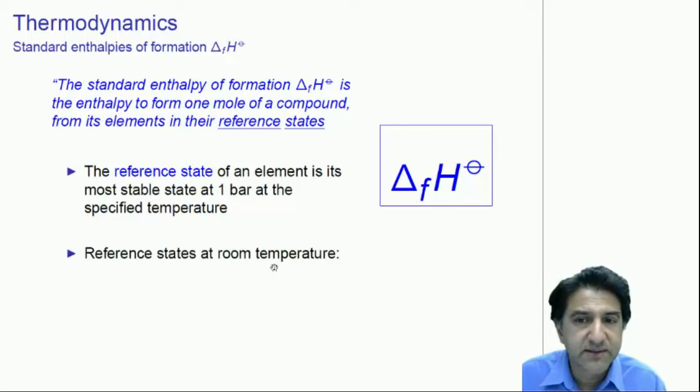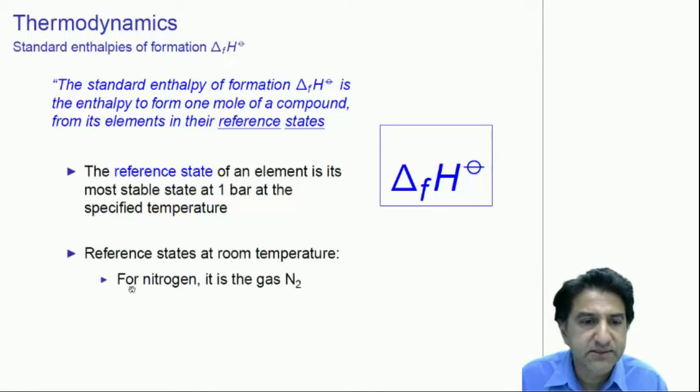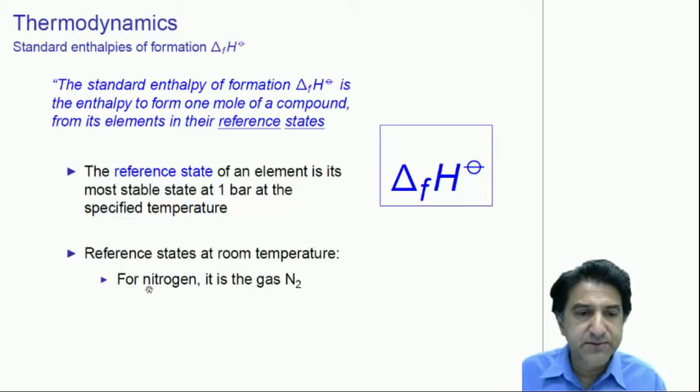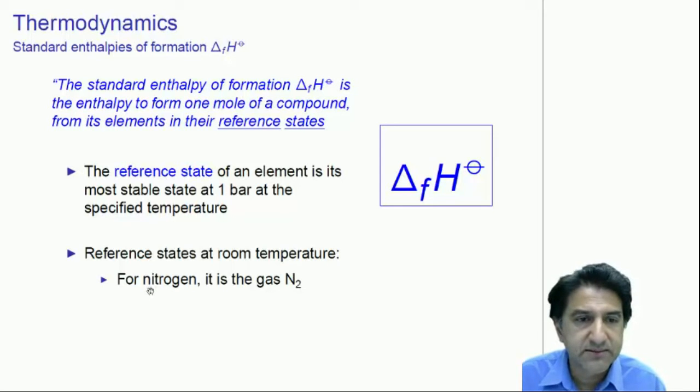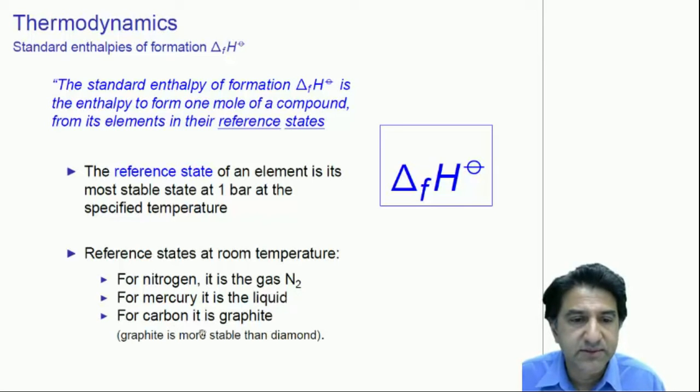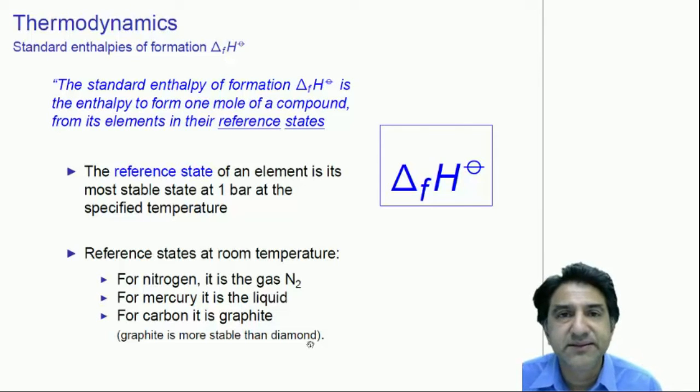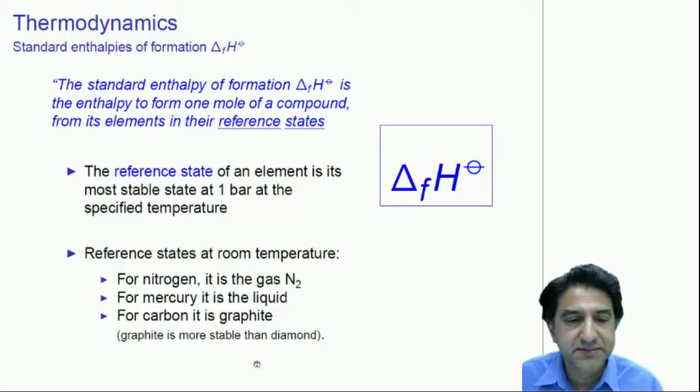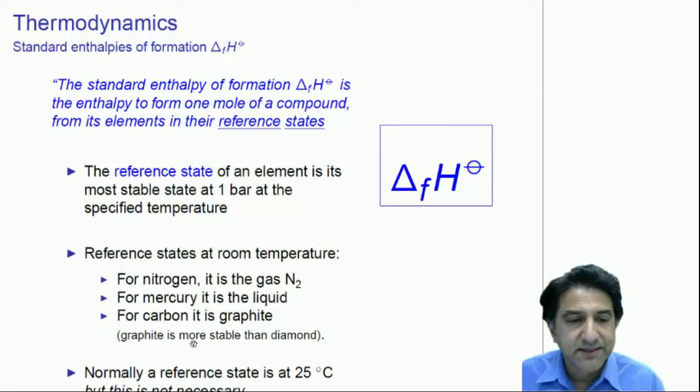Again, reference states can refer to any temperature. Here are some examples. For the element nitrogen, the reference state is nitrogen gas at 25 degrees C. For mercury at 25 degrees C, it's liquid. For carbon at 25 degrees C, it's graphite. Graphite is more stable than diamond. Oh, sorry, I told you the answer. So apparently diamond eventually decays into soot, given enough time. Sorry about that. Okay, normally the reference state is at 25, but it's not necessary.